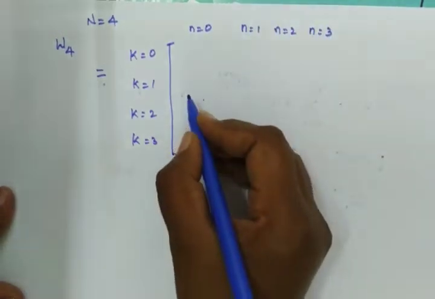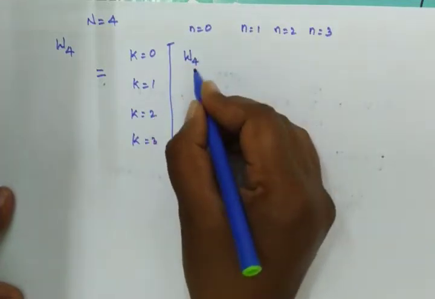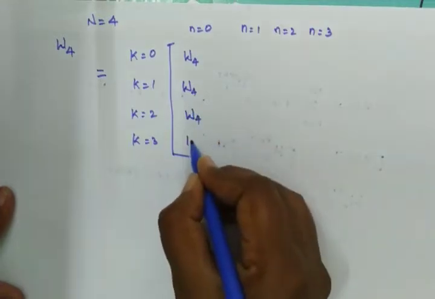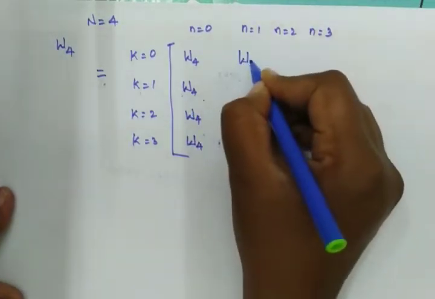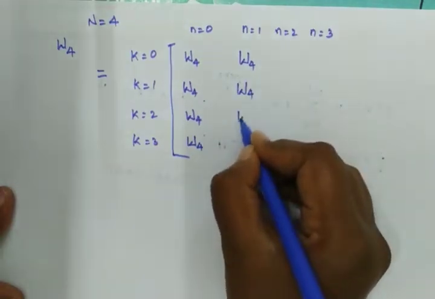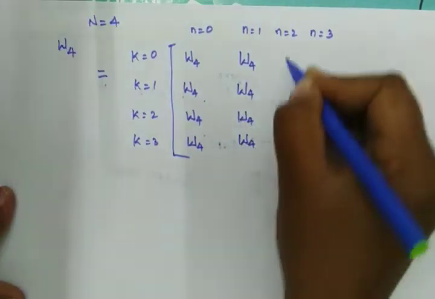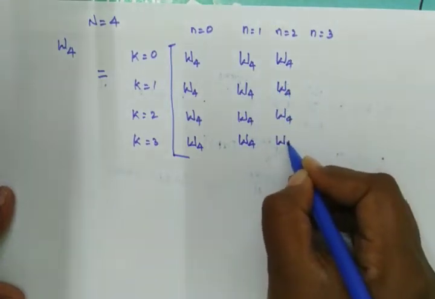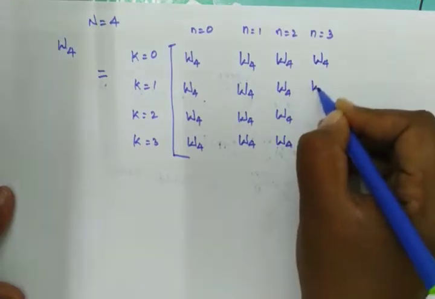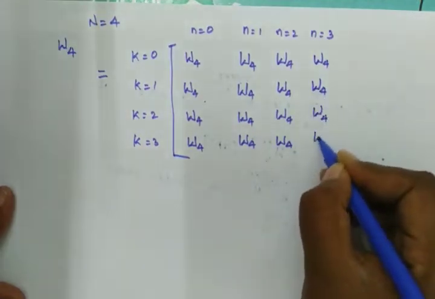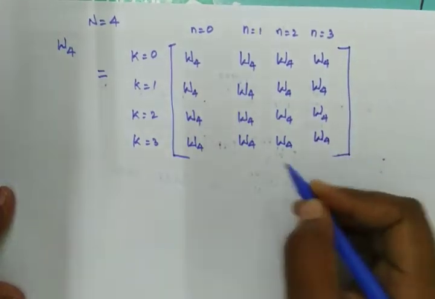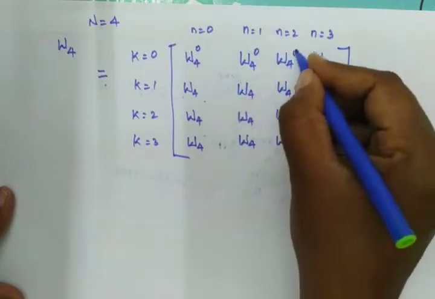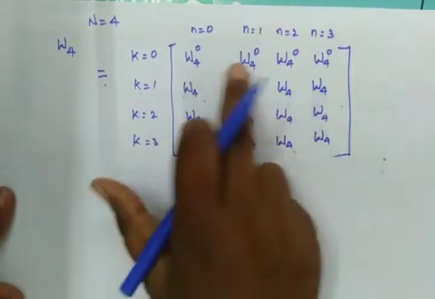Now we are going to calculate for this N is equal to 4. Now write W4. We have to complete this matrix. Since it is 4, we are using N is equal to 4. But if it is 8, then we have to substitute 8 here. Now 0 into 0 is 0. 0 into 1, 0, 0, 0. Because 0 into 1, 2, 3, everything will be 0.